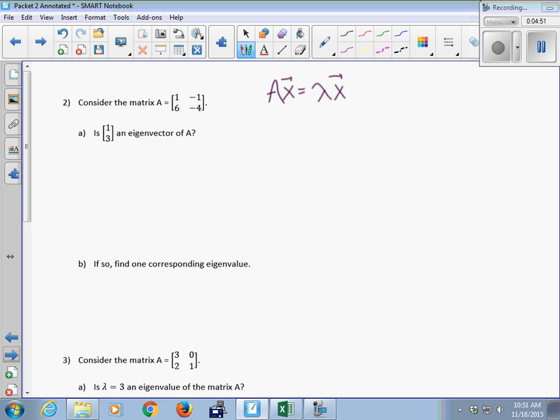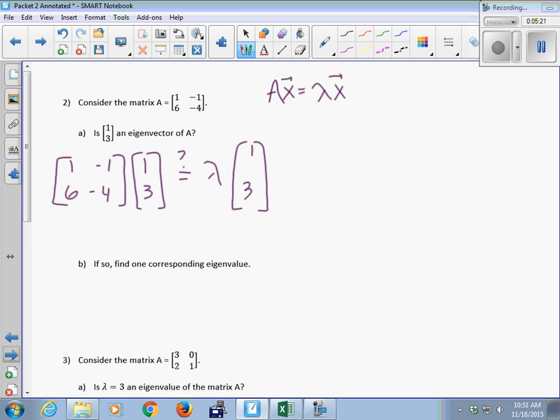So the question is, does A times (1, 3) equal lambda times (1, 3), a constant times (1, 3)? Let's see what happens when I put in (1, 3) for my x. I've got [1, 6; -1, -4], that's my A. Replace my x with (1, 3). Does that equal a constant times (1, 3)?